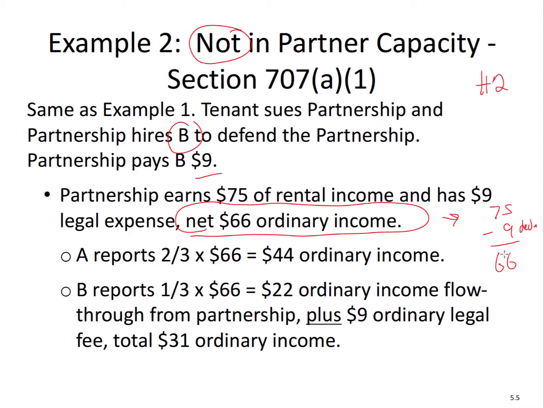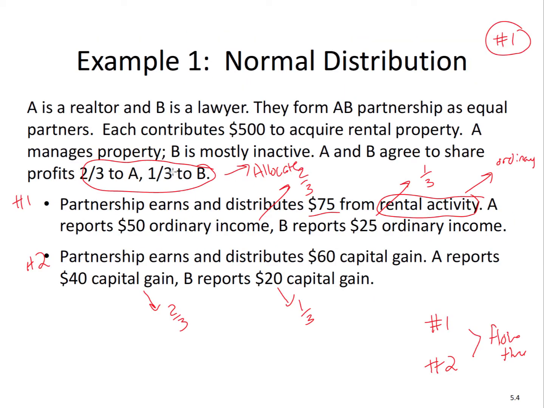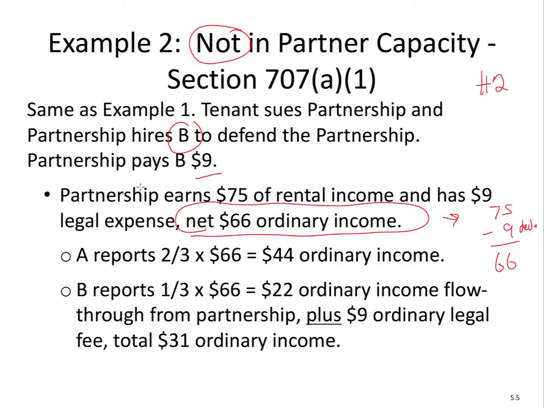Because it would not be able to continue if it had this judgment out there, and then it's possible it could be shut down. So $66, 2/3 gets reported to A, because if you go back to the previous slide, we're going off the same numbers. That's the profit ratio, right? And 1/3 goes to B. So that's the ordinary income part. That's the rental property. That's the rental amount.